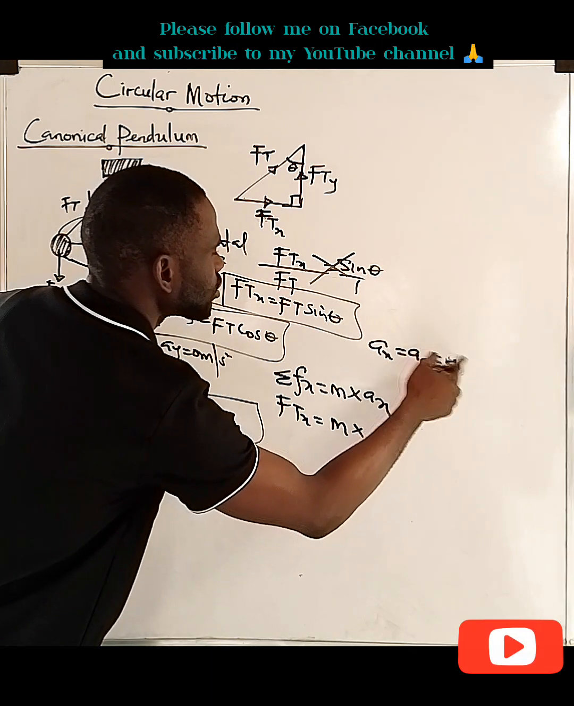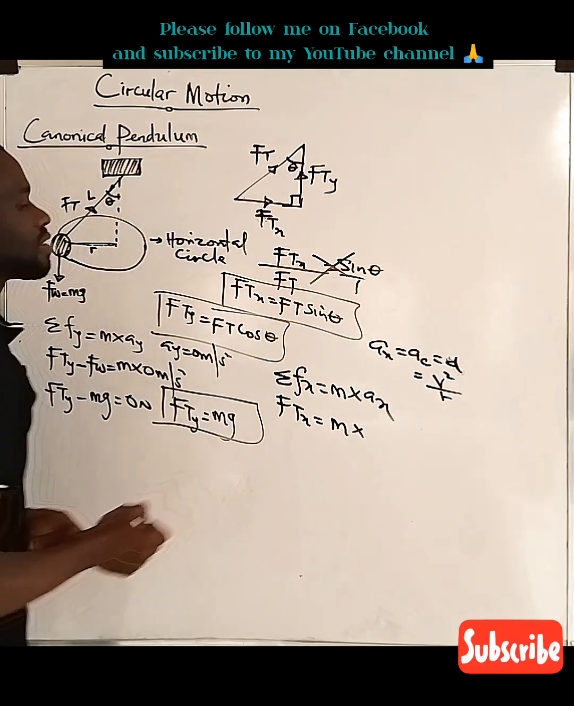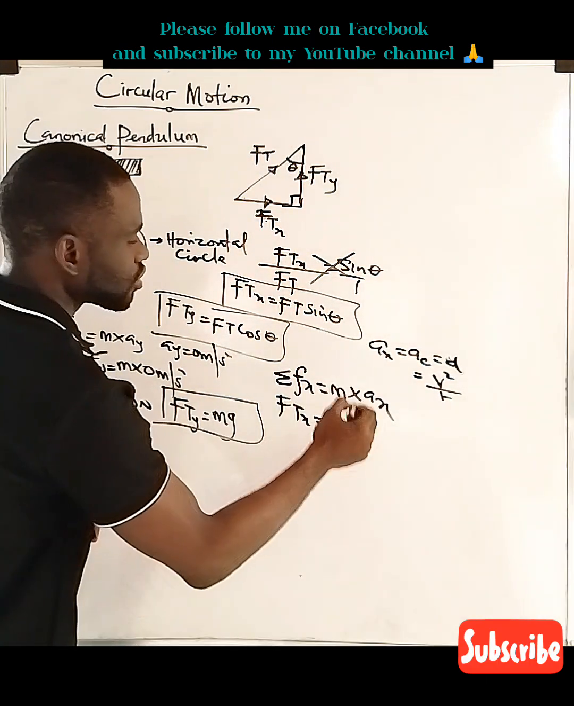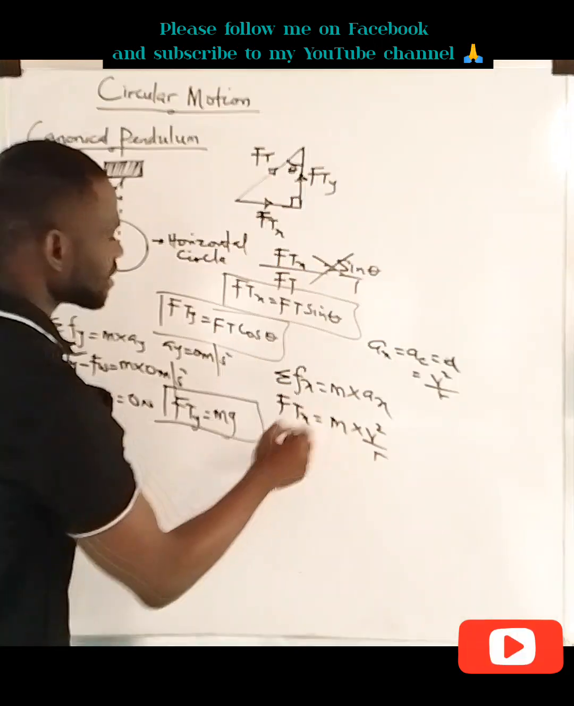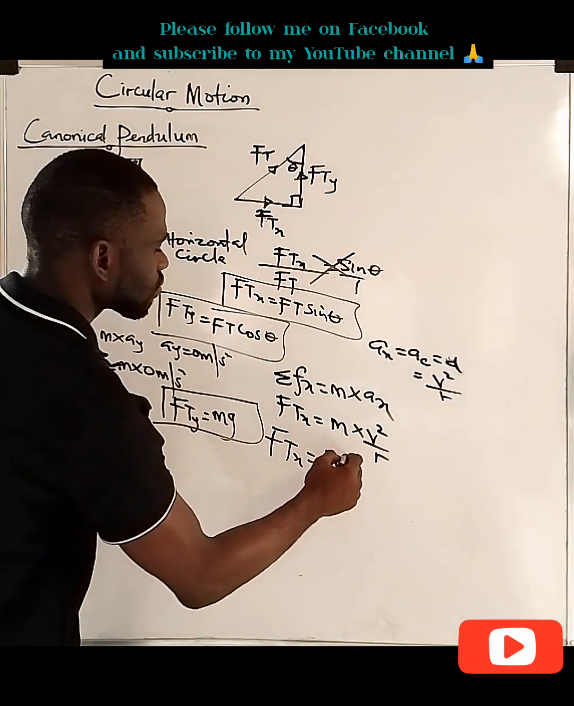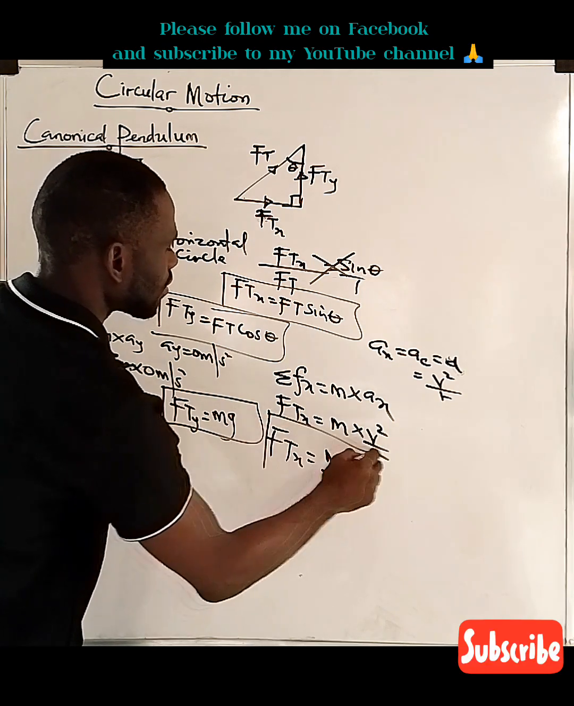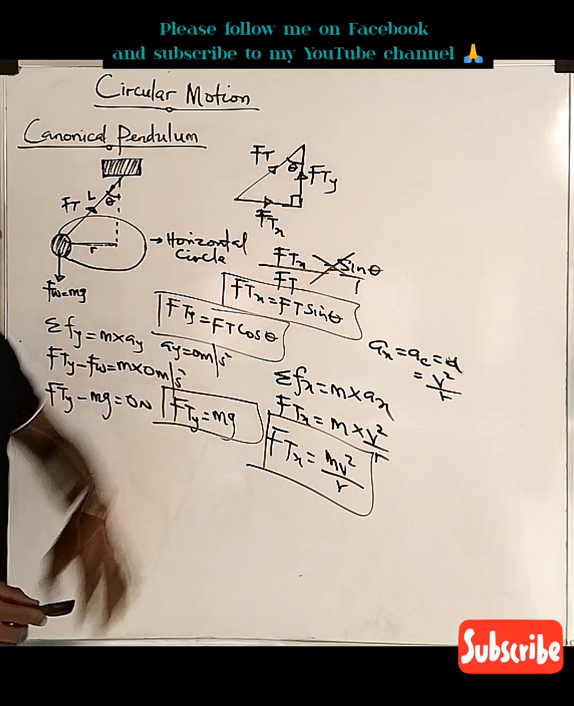So centripetal acceleration, which is written as v squared over r. So this force is going to be mv squared over r. So what do we have? Tension along the x-axis is mv squared over r. That's the only force along the x-axis, the tensional force along the x-axis.